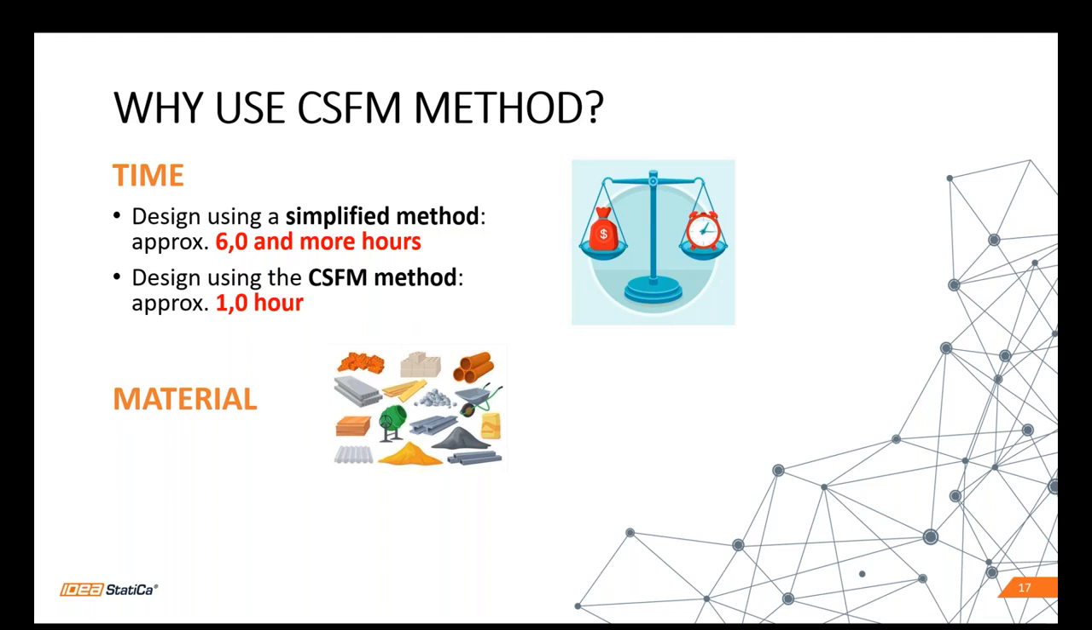The other major reason is that you can save material. On some examples, we have verified that you can save up to 30% of material when using the detail application for evaluating the structures. And last but not least, you will receive all of the necessary checks, not only for the ultimate limit state, but also all of the checks for the serviceability limit state, which you won't receive when using, for example, the simplified strut and tie method. So this was the short summary, and I believe that's all from my side today.